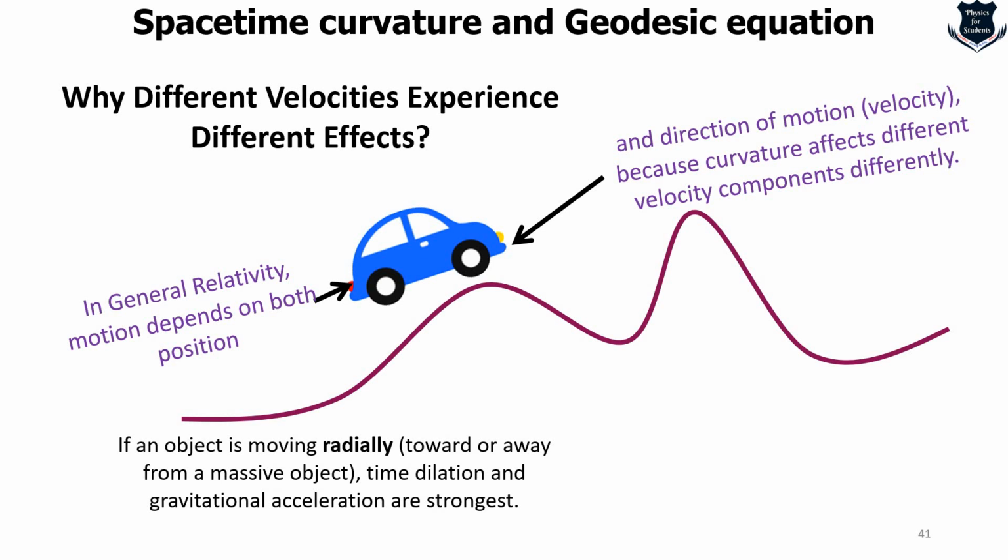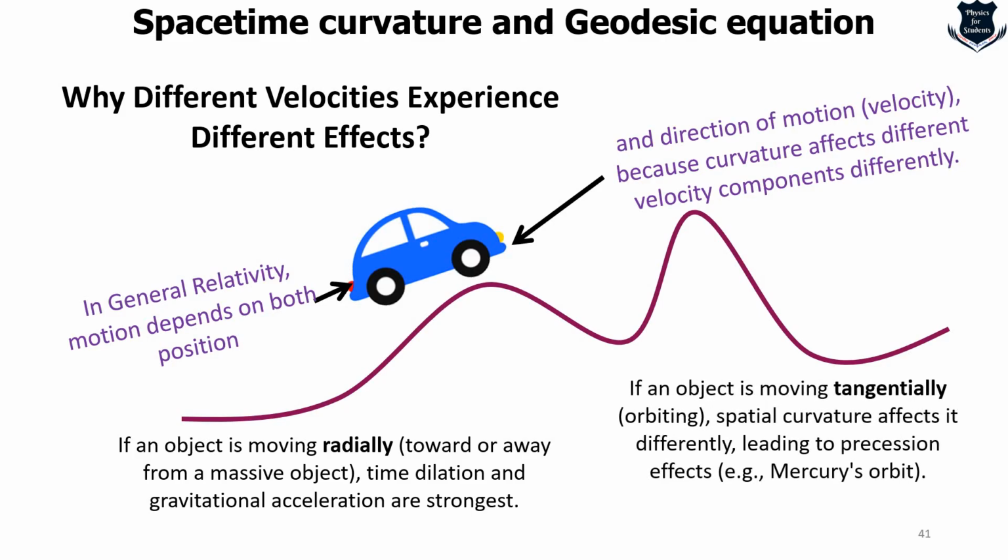If an object is moving radially, that means towards or away from a massive object, time dilation and gravitational acceleration are strongest. If an object is moving tangentially, for example in an orbit, any orbit of a planet, spatial curvature affects it differently, leading to certain precession effects, which we have seen in Mercury's orbit.